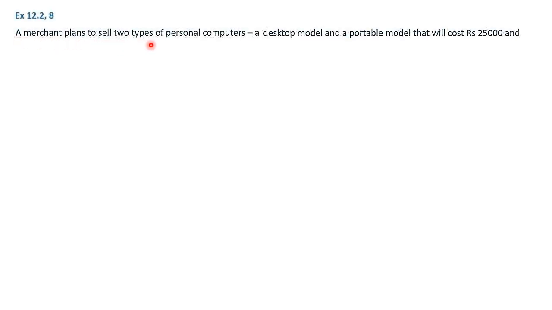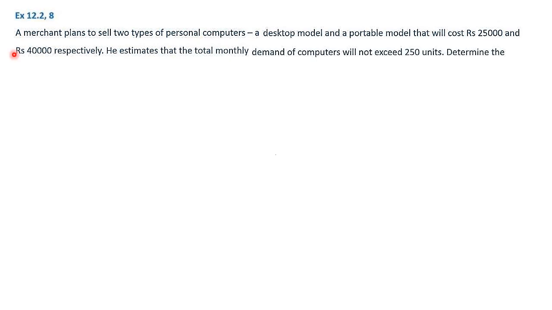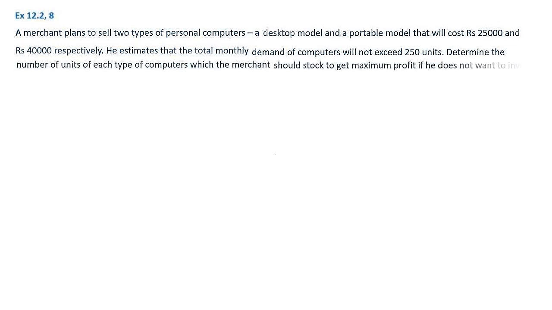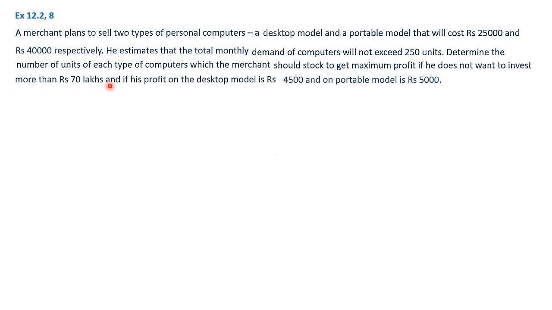Next we shall discuss question number 8. A merchant plans to sell two types of personal computers, a desktop model and a portable model that will cost rupees 25,000 and rupees 40,000 respectively. He estimates that the total monthly demand of computers will not exceed 250 units. Determine the number of units of each type of computers which the merchant should stock to get maximum profit if he does not want to invest more than rupees 70 lakhs, and if his profit on the desktop model is rupees 4,500 and on portable model is rupees 5,000.